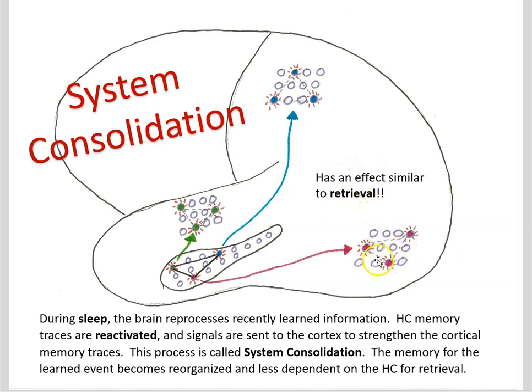And we're going to call this process system consolidation. This is the reorganization of memory across multiple brain areas. So the memory for the learned event becomes reorganized and less dependent upon the hippocampal memory trace. You see, if you strengthen these cortical memory traces, then the brain has other retrieval systems that can activate these cortical memory traces without the need of the hippocampal index.